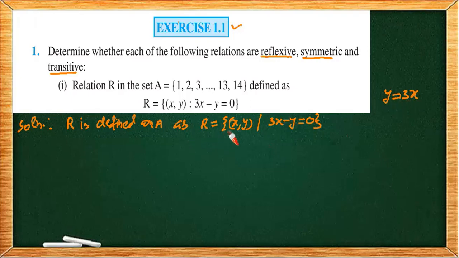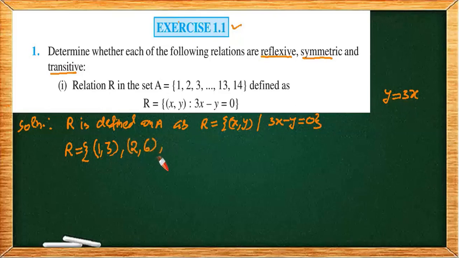Now we apply this relation on set A. So we have this relation R as, if we take 1, x is 1, then y will be 3. It means image of 1 is 3. 1 is related to 3. Now if we take 2, x as 2, y will be 6.